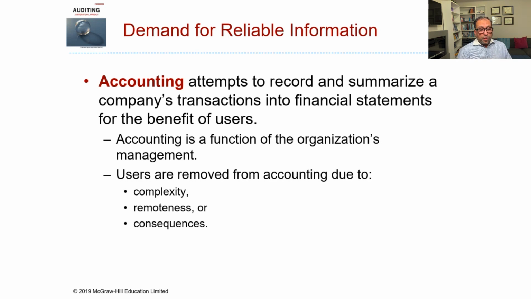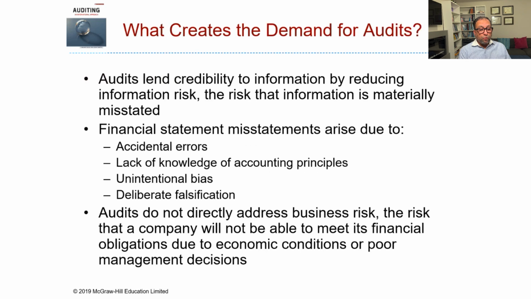So it's not possible. The second thing is remoteness. The management is on site, in the business, and they have control and access to everything. But the owners or potential investors don't have access. So that's remoteness: they are away from where the operations and activities are taking place. But the consequences are also very different. If there's a loss, the management just says that we have a loss, but the loss is borne by the owners. So these are the problems that we have to face.